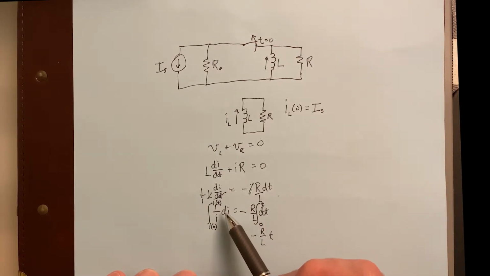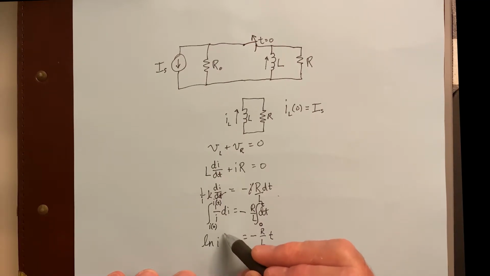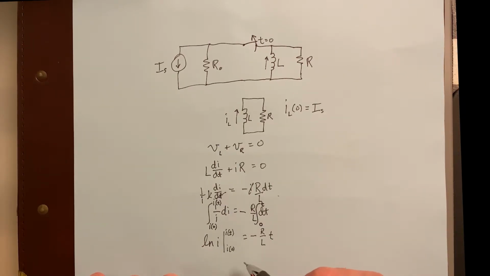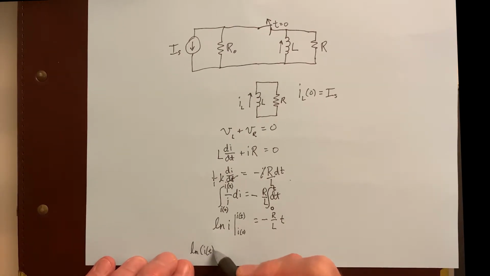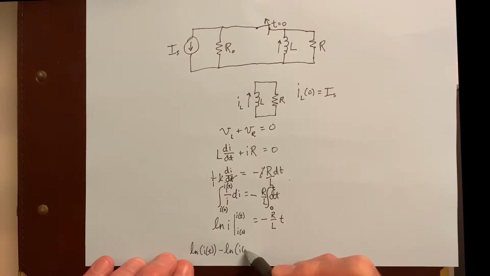Left-hand side, you recognize this as just a natural log. So it's the natural log of I, and we need to evaluate that from I at our starting time to I at our ending time. Okay, let's plug in for these. This is going to be the natural log of I of t minus the natural log of I of 0, and that's equal to minus r over L times t.